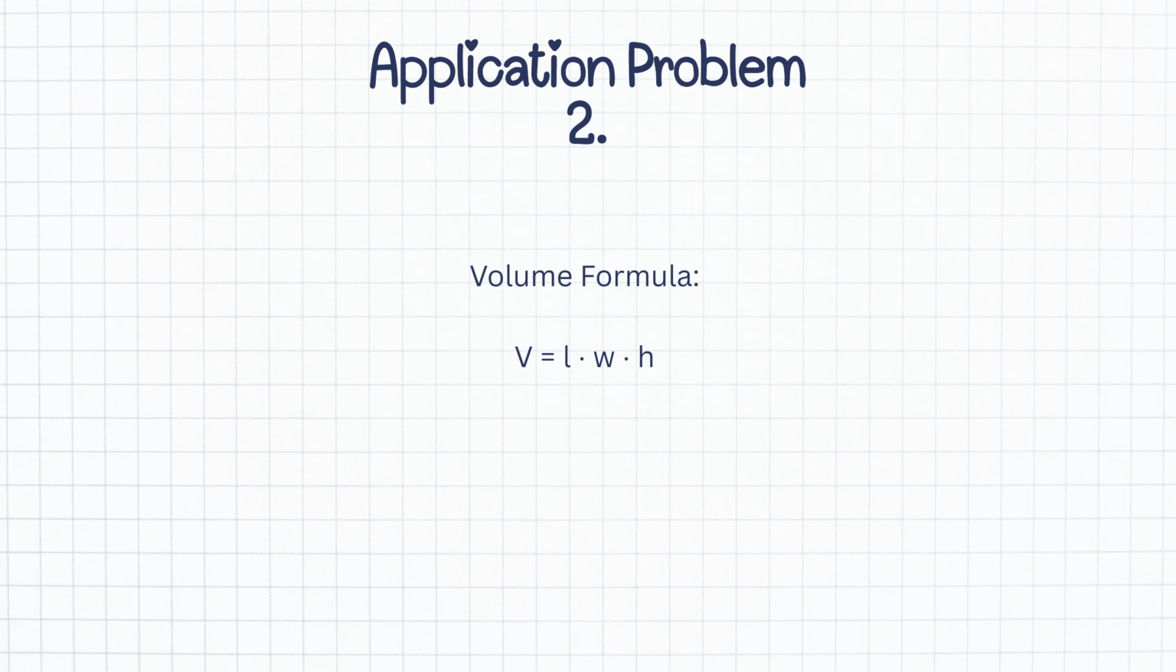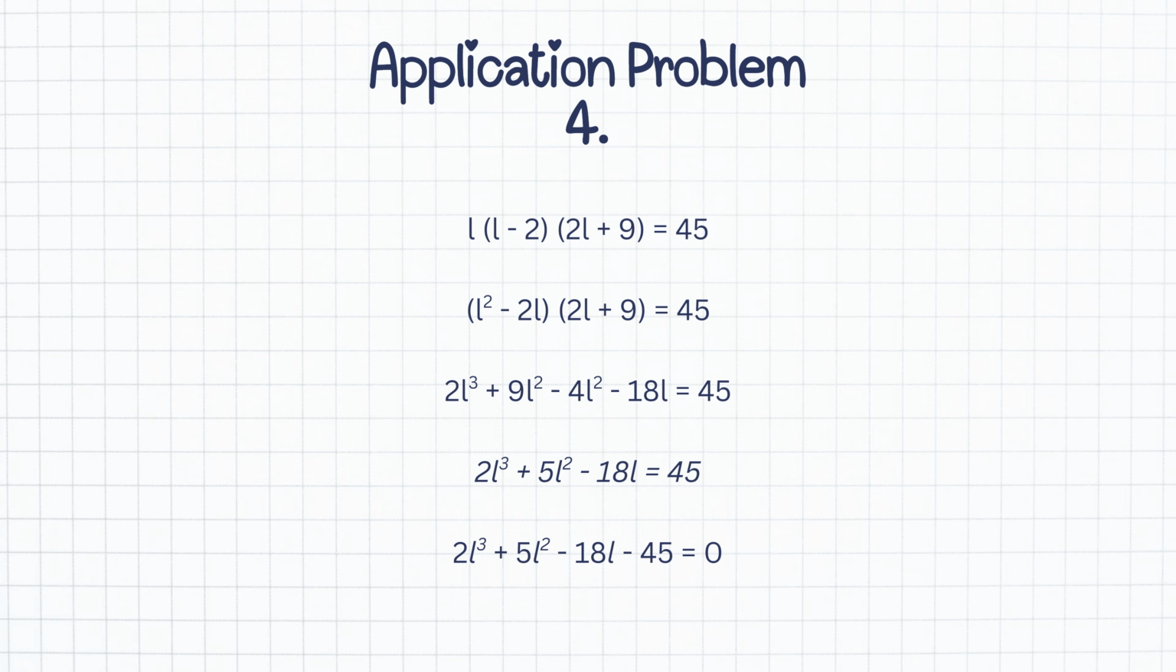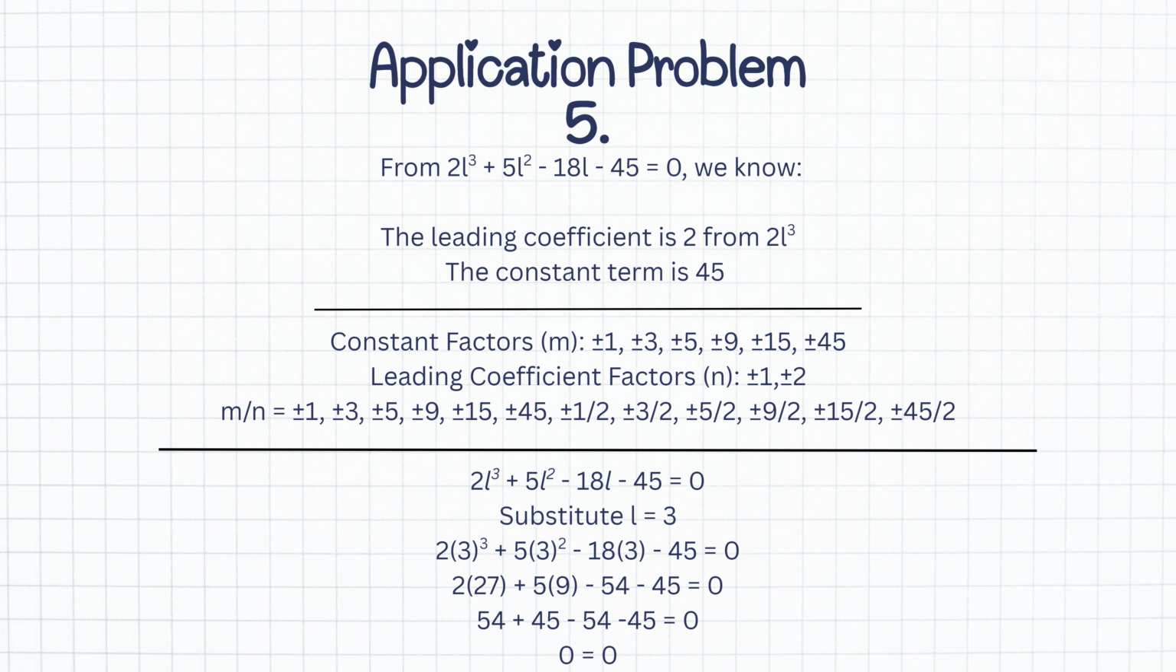Using the volume formula, we can express the volume as a function of L, and after calculating the value of L, we can substitute it back into the equations of width and height to find the other dimensions. Next, we will substitute the width and height into the volume formula, and since the volume must be 45 cubic inches, we set that equal to 45. Then we expand the polynomial, combine like terms, and set the polynomial equal to 0.